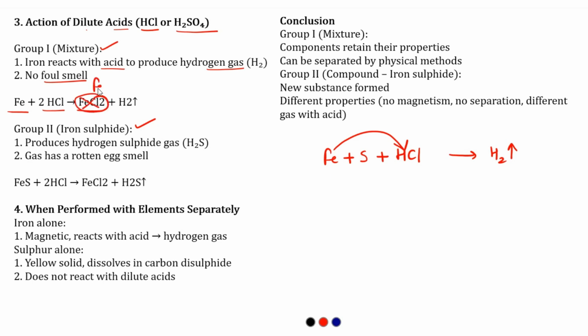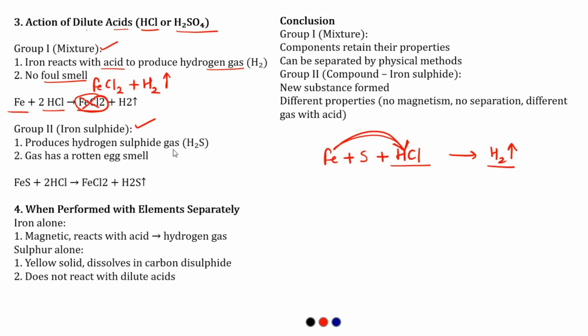See here, FeCl2 should be at the bottom. So FeCl2 plus we are going to get H2, that is hydrogen gas. So like this it should be written. Remember, the number should be written in small size. So FeCl2 plus H2 we are going to get. H2 is hydrogen gas. So remember, in group 1 we have the mixture of iron filings and sulfur powder. When we added hydrochloric acid, iron will react with hydrochloric acid and we are going to get hydrogen gas. We are not going to get a foul smell of sulfur.